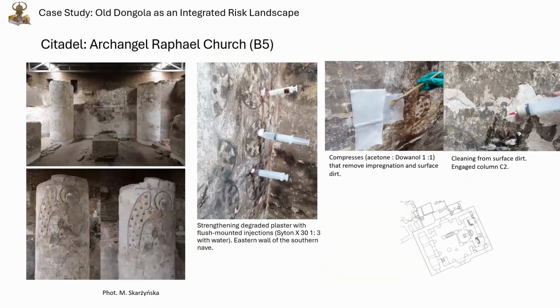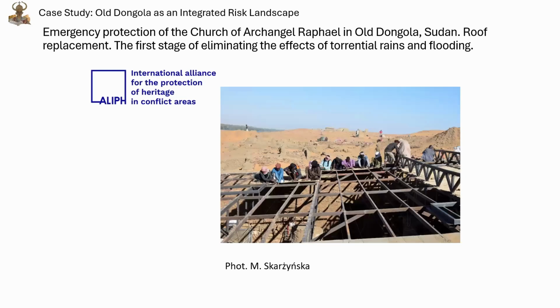The other place where we have conservation work is the Citadel and this B5 church. So it's the Archangel Raphael Church, where the situation is a little bit different because of different technology. This church was founded a few years before this NB2 church, but it is really near to it, and we had some problems with the temperature inside because, as you see here, there is a roofing.